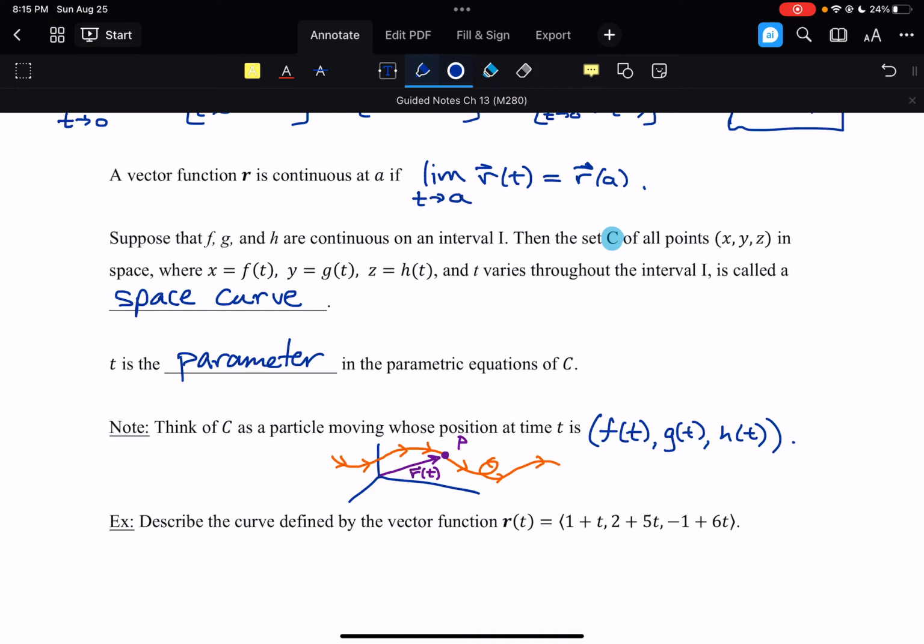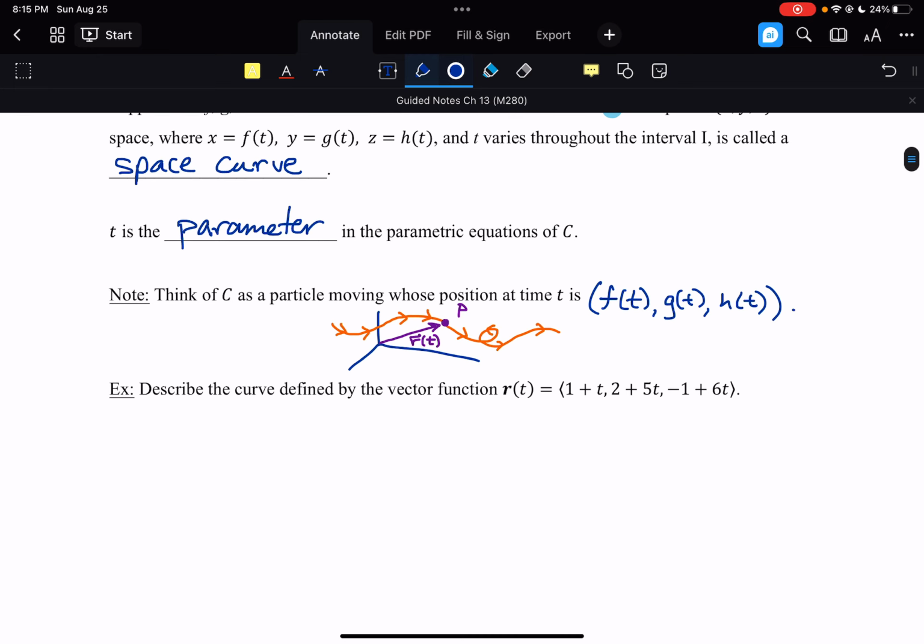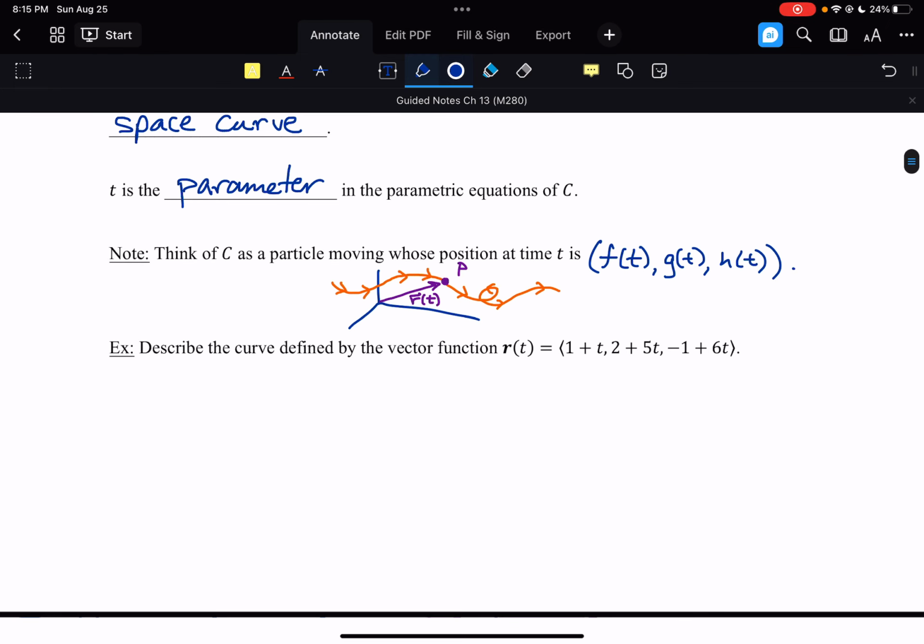So now that we have things that can move in 3D, let's take a look at this curve right here. Describe the curve defined by this vector function: r of t is 1 plus t, 2 plus 5t, negative 1 plus 6t. You might be looking at it thinking, well, how am I supposed to know? Well, this one should look hopefully familiar or similar to things that we have encountered already.